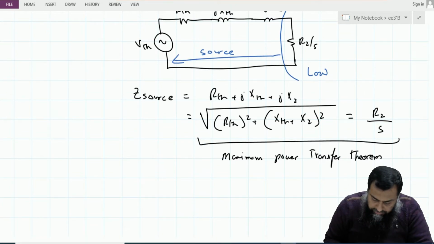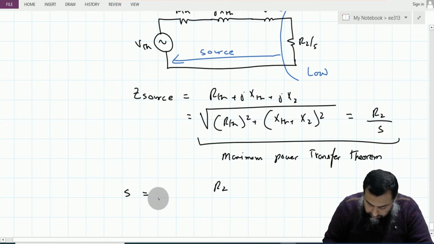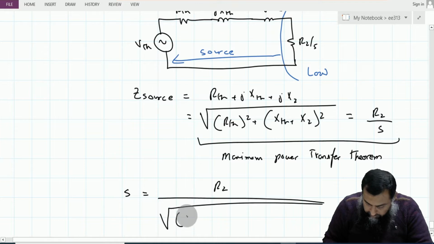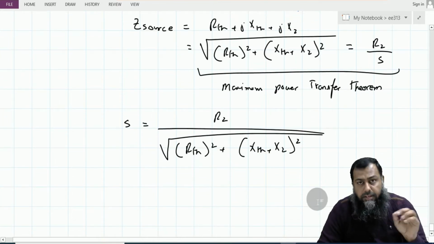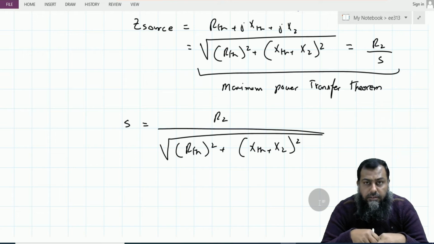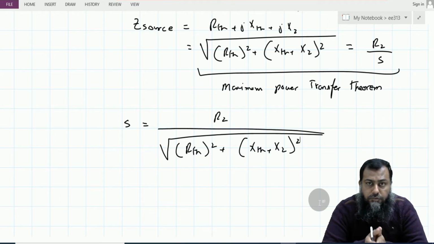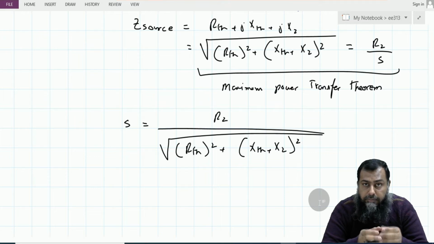Now solving this equation for the value of slip, S is equal to R2 divided by the square root of R Thevenin square plus (X Thevenin plus X2) whole square. This expression gives us the value of slip. Corresponding to this value of slip, the maximum power is transferred to this R2 over S, and that corresponds to the maximized value of the air gap power available inside a motor. And with that value of the P_AG, the maximum torque which is induced in a motor can be established.